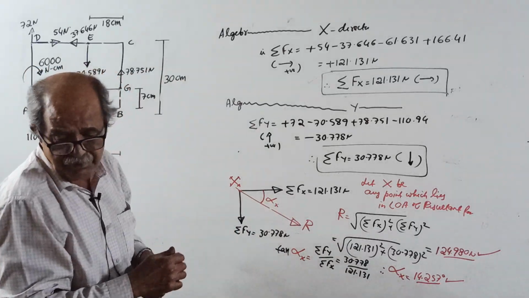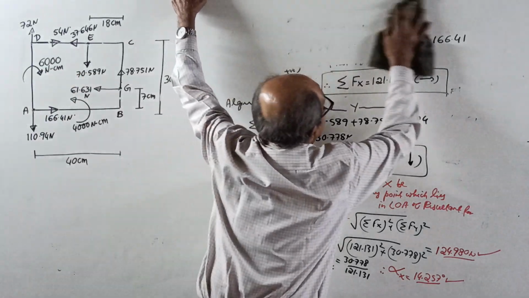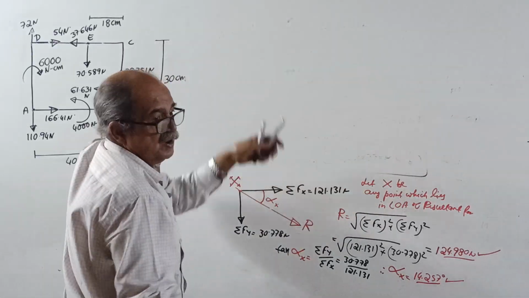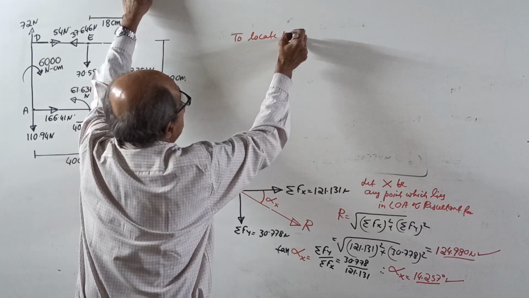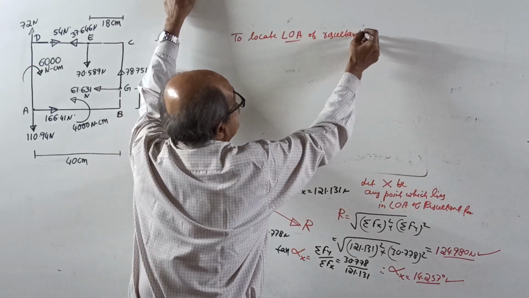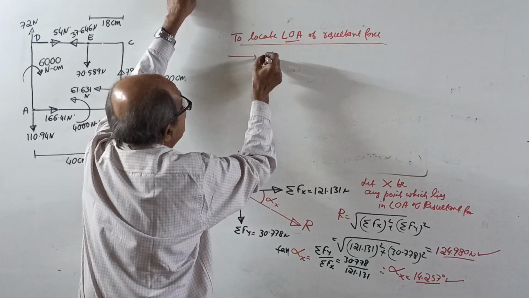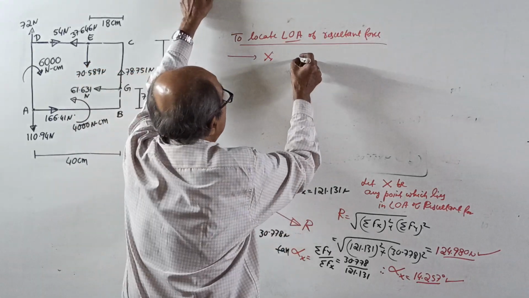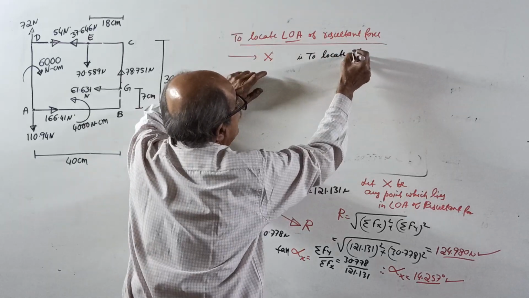So now, the last step is to locate the line of action of the resultant force. Remember, already I told you, let x be any point which lies in the line of action of the resultant. So that is to locate that unknown point x.